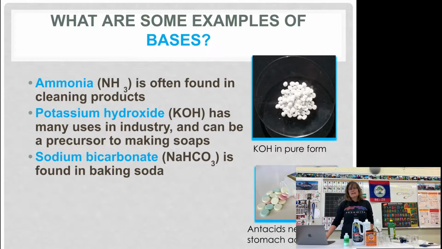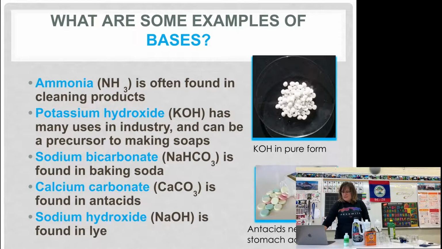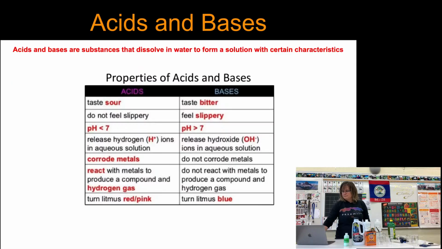Sodium bicarbonate is found in baking soda. So NaHCO3 is found in this baking soda. That's the chemical that's found in here, extremely basic. And we've got calcium carbonate, which is found in antacids like Tums or like anything that you're chewing, like the Rolaids or stuff like that. And then sodium hydroxide is found in lye. And so that's just kind of a cleaning supply as well.